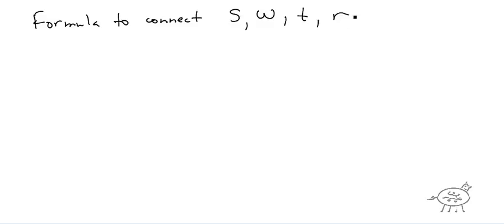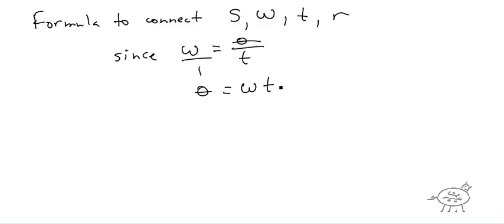All right. So let us do one more formula here, and then I have one more problem I want to do with you. So this last formula is to connect arc length, angular velocity, time, and radius together. Okay, so pay attention here. Since omega equals theta over t, then if I cross multiply here, I can say theta equals omega t, and S equals r theta.